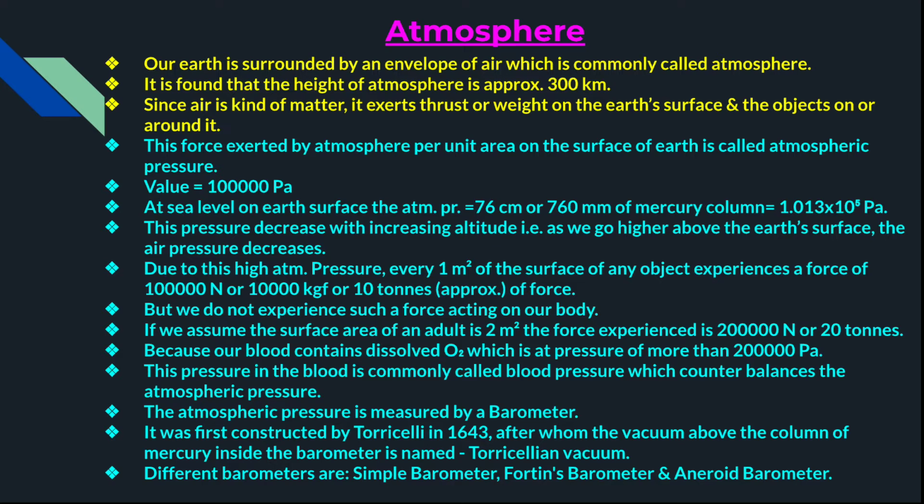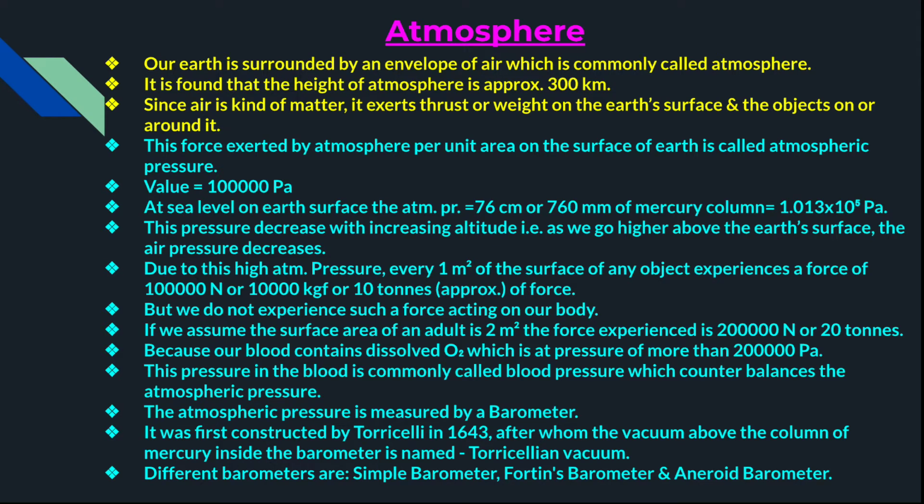The second point is about the vacuum created above the mercury column. If it were created above water, what happens if the temperature is hot? The water may evaporate and create a pressure on the water column, and this may make the barometer reading faulty, or give you a false reading.